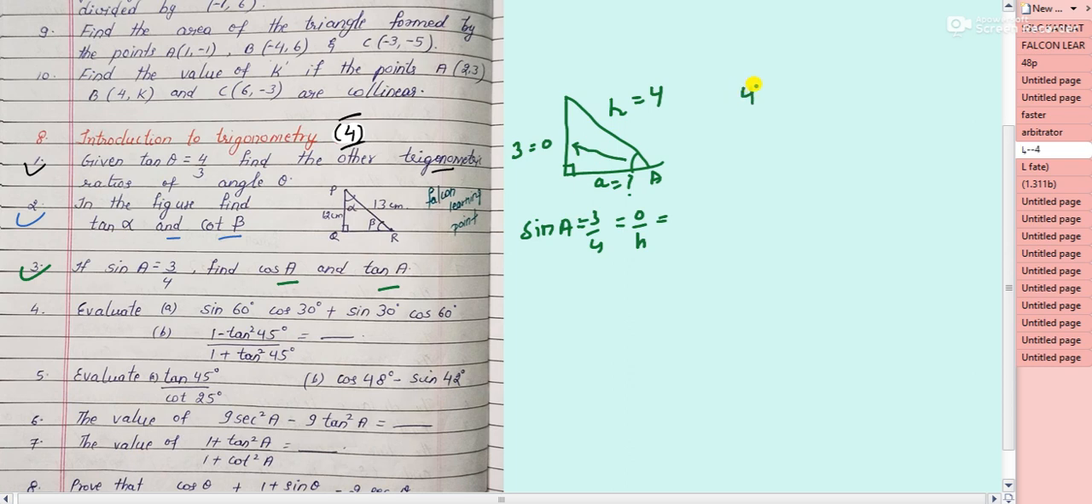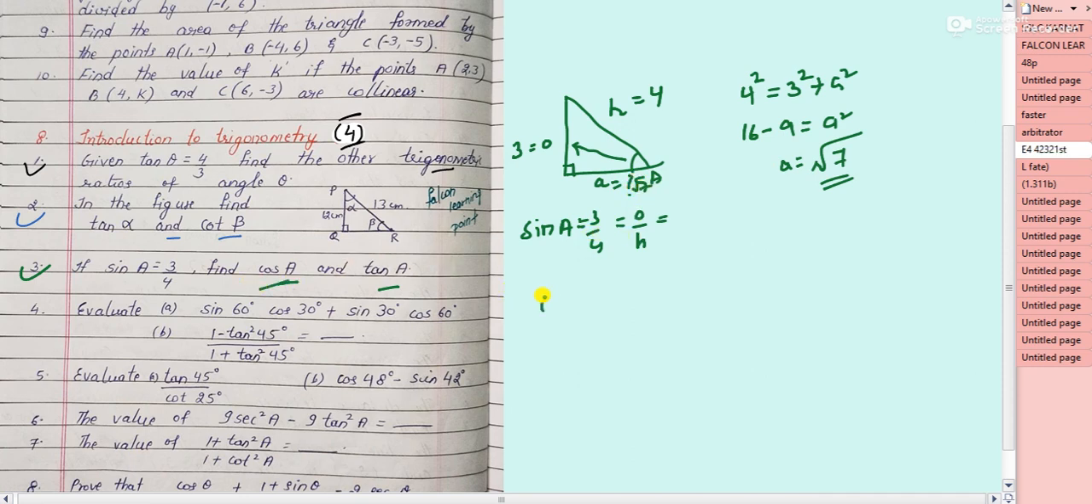Use Pythagoras theorem again. I will use it directly. 4 square is equal to 3 square plus A square. So this is 16 and this is 9, which is equal to A square. So A is root of how much? 16 minus 9 is 7, correct? So A is root 7. We can't solve this further, so we'll keep it as it is. A is root 7. So now substitute.